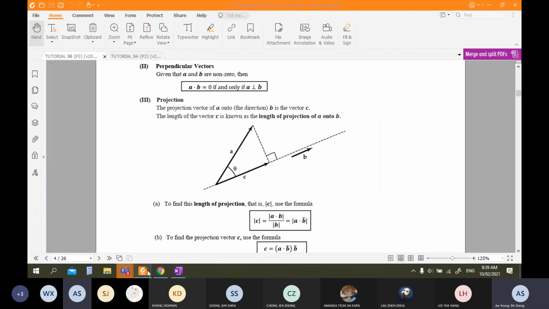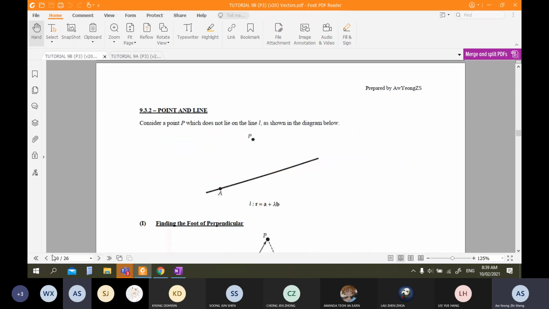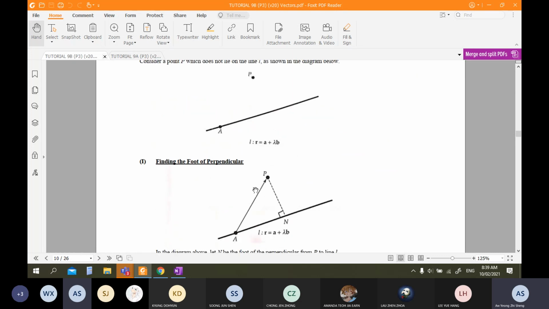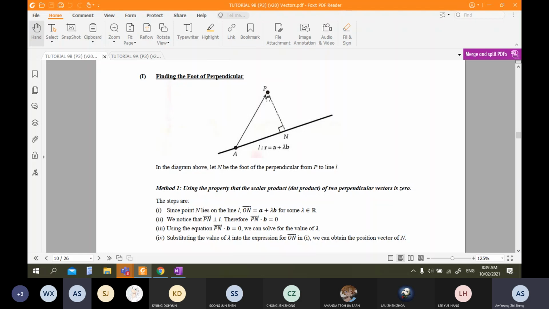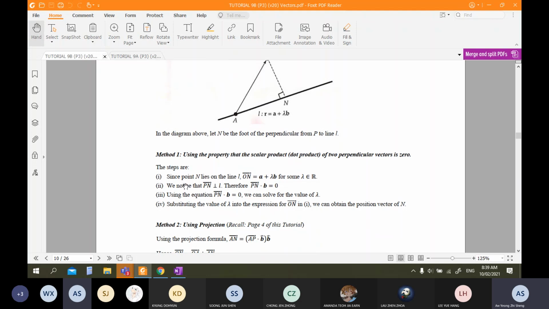Okay, let's continue with example 9 here. Before that, we have also gone through the foot of perpendicular yesterday. So make sure you can still remember the procedure, and we will implement these 4 steps under method 1 in example 9.